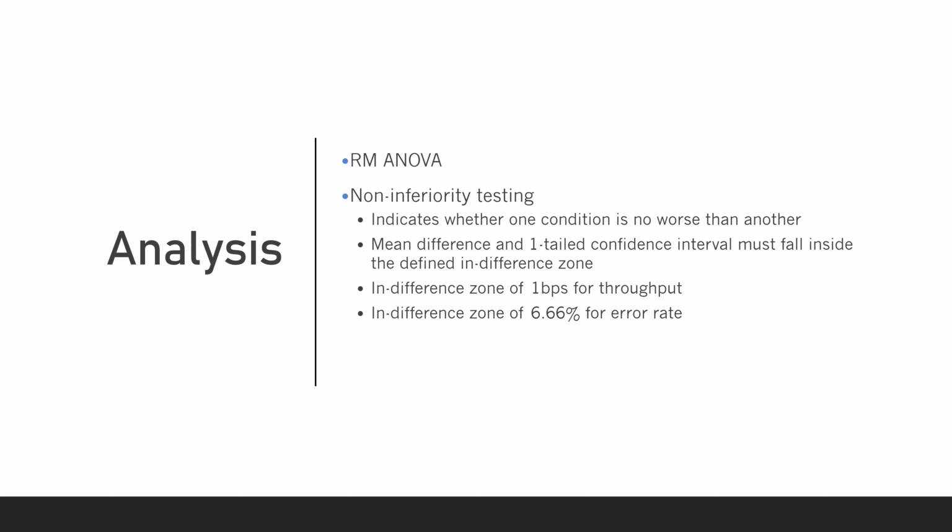To analyze our results, we employed repeated measures ANOVA and non-inferiority testing where repeated measures ANOVA failed to find significant differences. Non-inferiority testing might be less known, so we explain it a bit. To do non-inferiority testing, you need to define an indifference zone. If the mean difference between the two conditions and the one-tailed confidence interval fall inside the indifference zone, you can say that condition 1 is no worse than condition 2. In other words, non-inferiority testing allows you to show that two conditions are statistically the same.